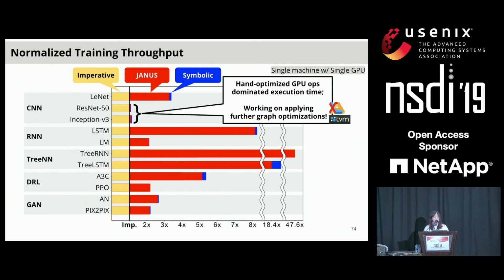One thing you might have noticed here is that the performance difference between symbolic and imperative is smaller on a single GPU when training large CNN models. This is because for large CNN models, the hand-optimized operation kernels for NVIDIA GPU dominate the execution time even on the imperative executor. We hope that applying further graph optimizations can achieve even higher throughput both for JANUS and symbolic deep learning frameworks.